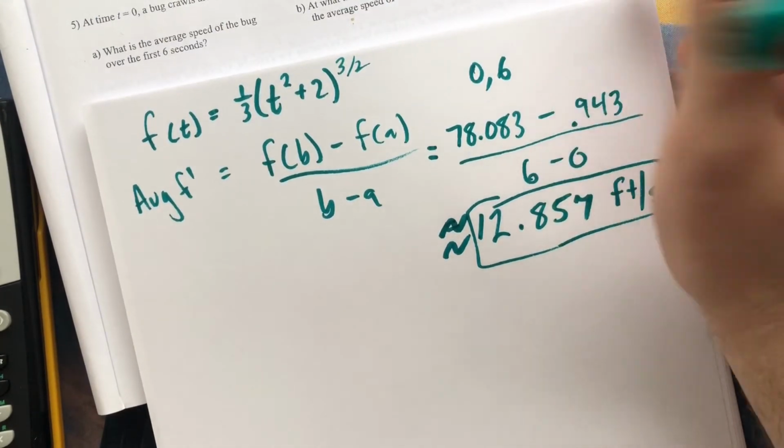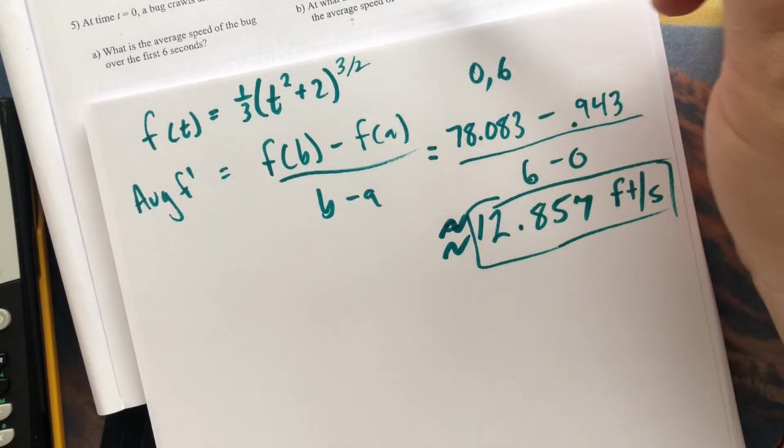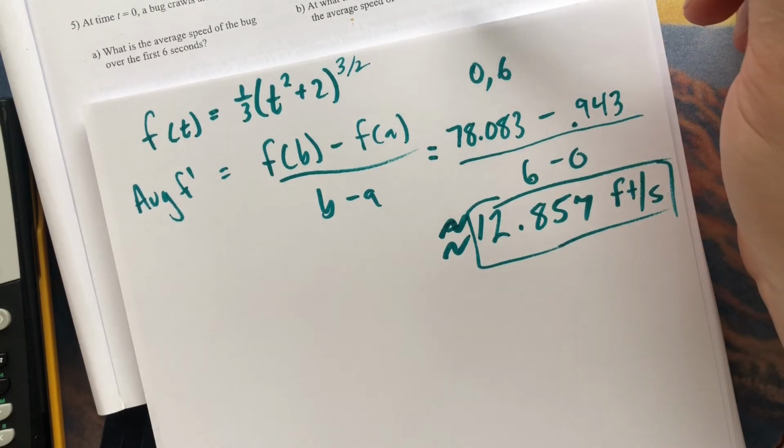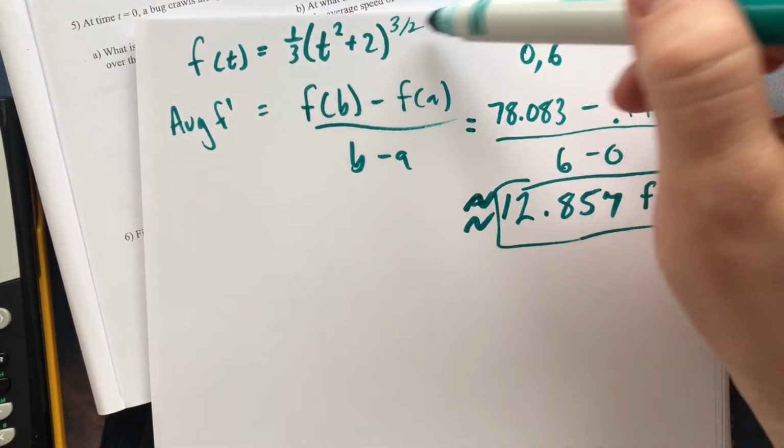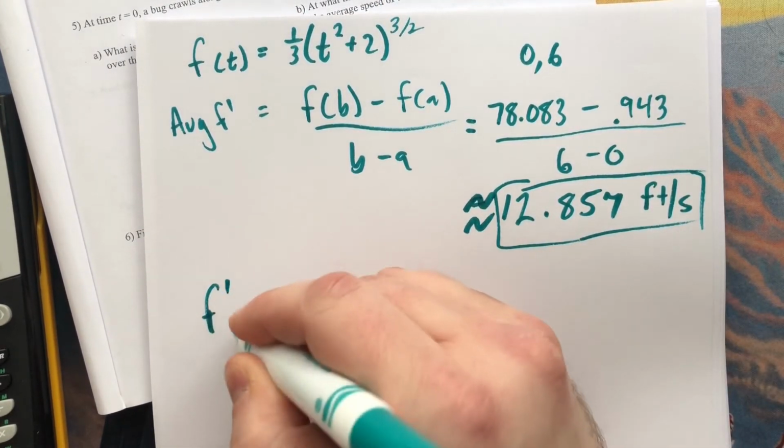Then it says, at what time k is the speed of the bug equal to the average speed of the bug? Well, speed, like we said, is the absolute value of velocity. Well, let's find the velocity here. That's just f prime, right?